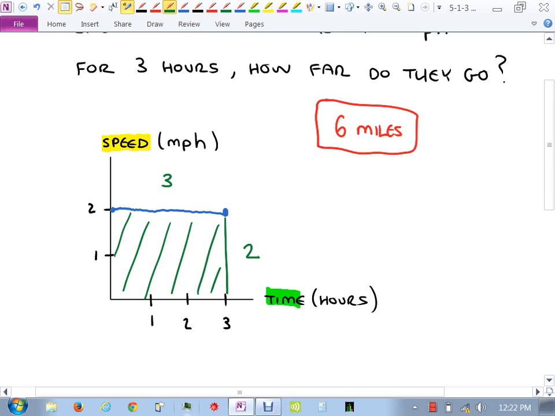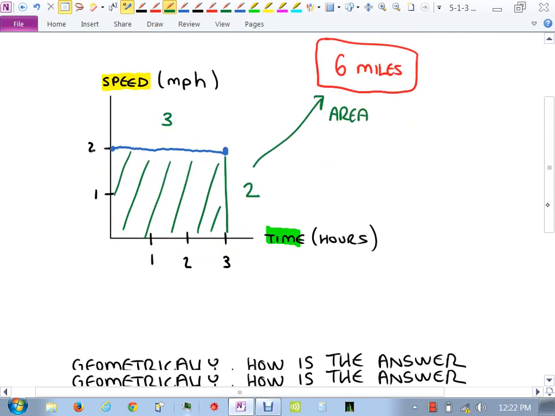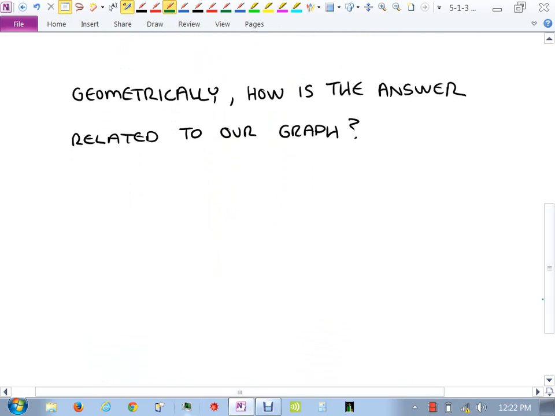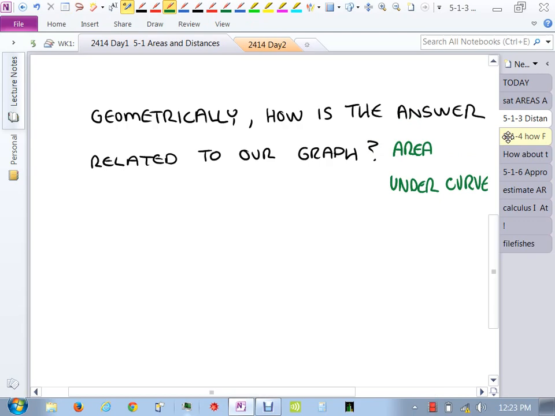Now, this is a very boring example because the person's just walking at a constant speed. So this is equal to the area down there. So geometrically, how is the answer related to our graph? I already said it's the area under the curve. It's not a curved line, but we can still call a straight line a curve. That all right? Okay, we're going to look at something a little more interesting now.